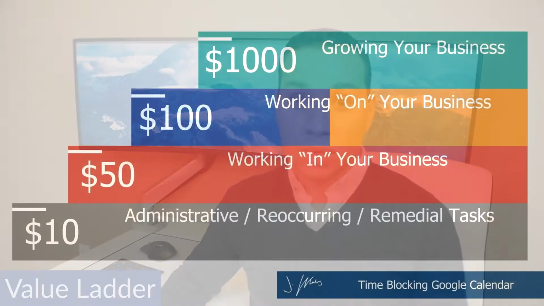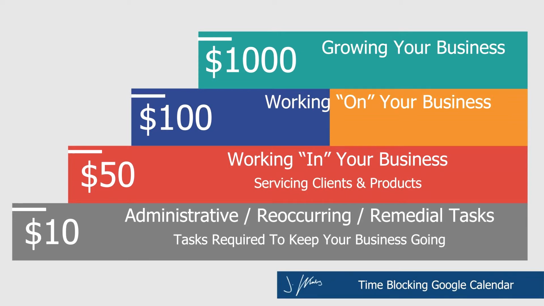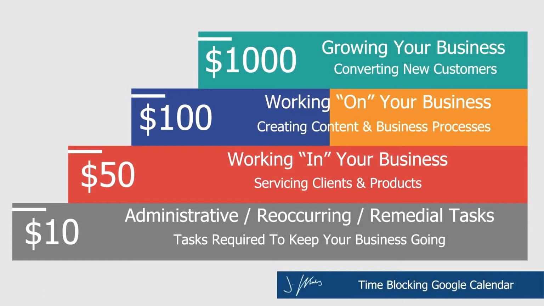So here's some concrete examples of what those tasks might look like. For administrative and reoccurring stuff, that's tasks that are required to just keep the business going, like checking emails or maybe checking in on some client accounts or running routine tasks. Then working in your business is anything you're doing to service your clients or students and make sure your products keep running. Creating content and developing business processes, that's working in your business. That's making sure things are more efficient so it doesn't take you as much time. This is when you're working with a team, if you have one, and you're delegating tasks to other people so there's less on your plate, so you have more time to work on the growing your business tasks, which are converting new customers, bringing new business in the door, which is ultimately your job as an entrepreneur or freelancer.